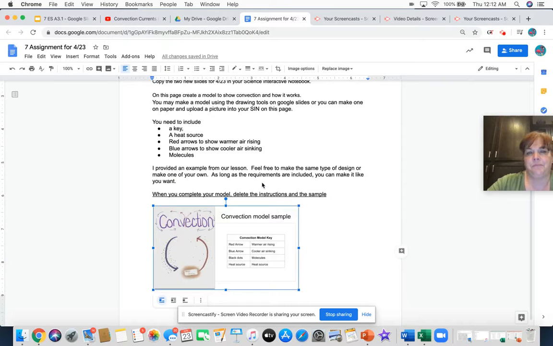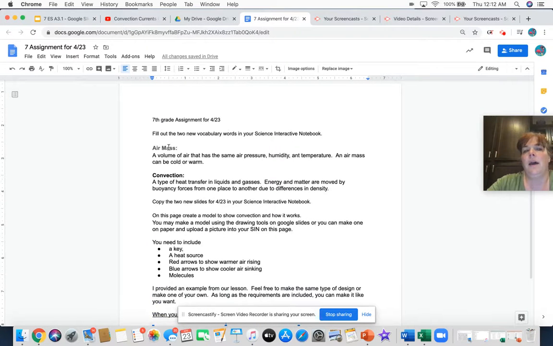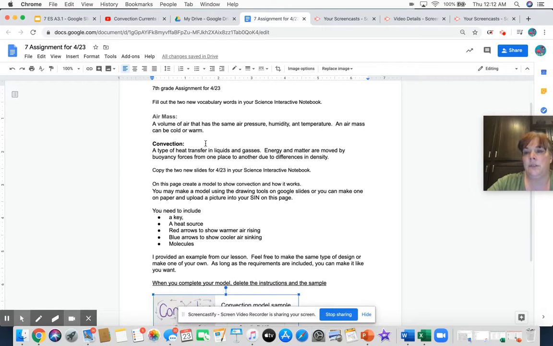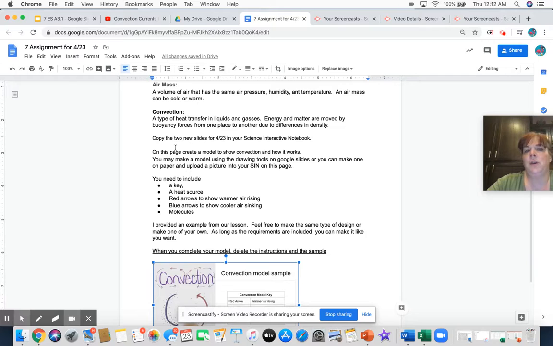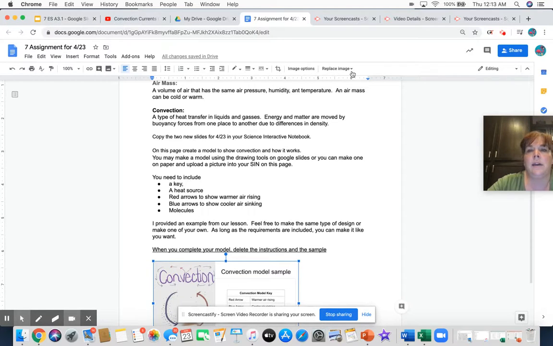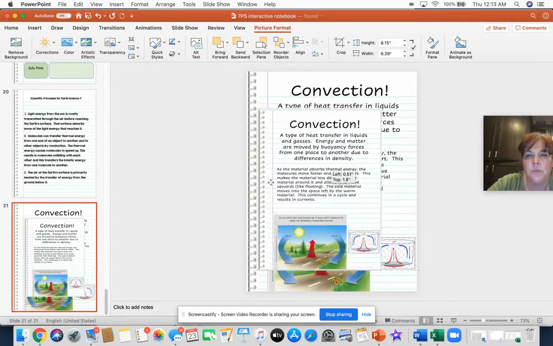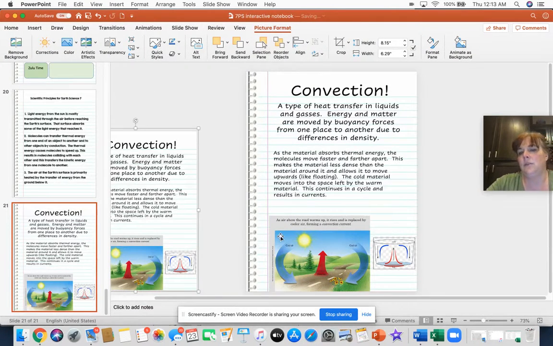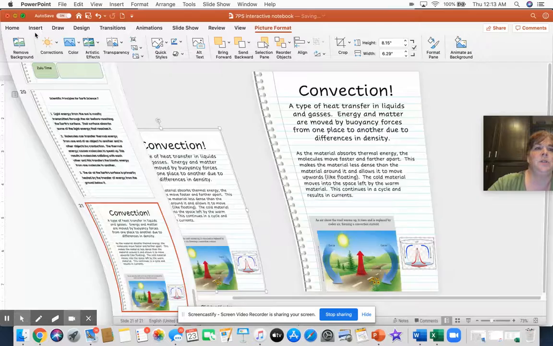So your assignment, okay, fill out the 2 new vocabulary words in your science interactive notebook. So air mass and convection. And those go in the definition section. And then you need to copy the 2 new slides for 423 into your interactive notebook. And there's that one, and there's one that looks like this. Okay, this is just an informational page. You don't have to do anything to it, but it does need to go into your notebook.